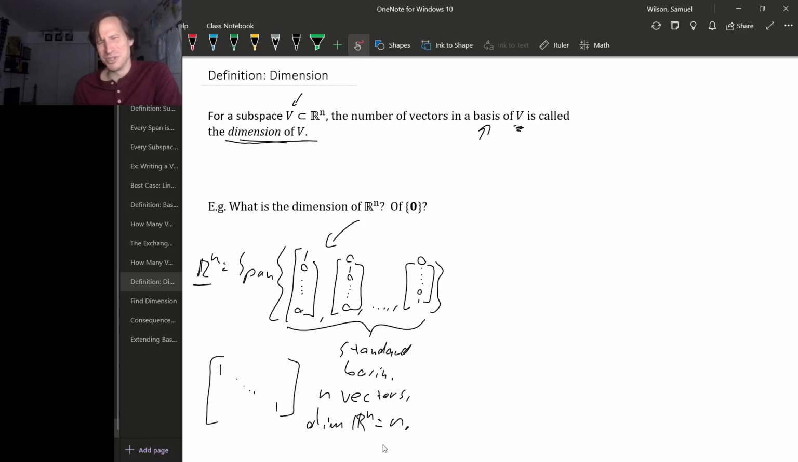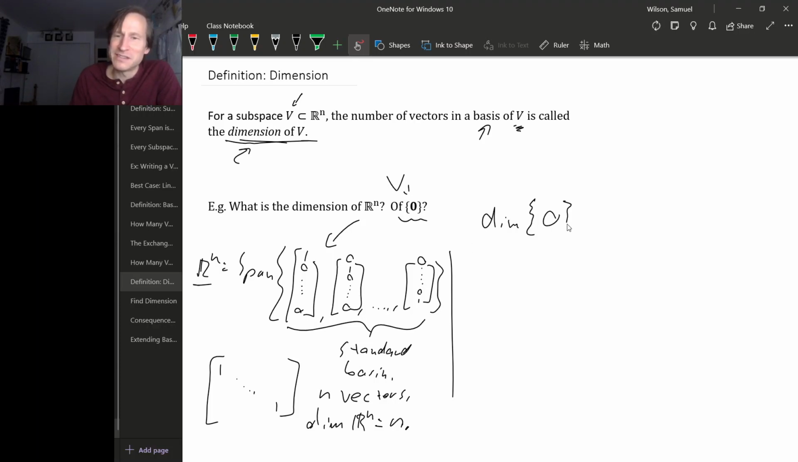And that's good. If I asked you what the dimension of Rn was, you probably would say n. So it's a good thing that our definition of dimension is matching what you'd like to say about dimension. Okay, well, what's the dimension of the vector space that is only the 0 vector? It's a pretty boring vector space. So what we're really asking is, how many vectors do you need to span this vector space?